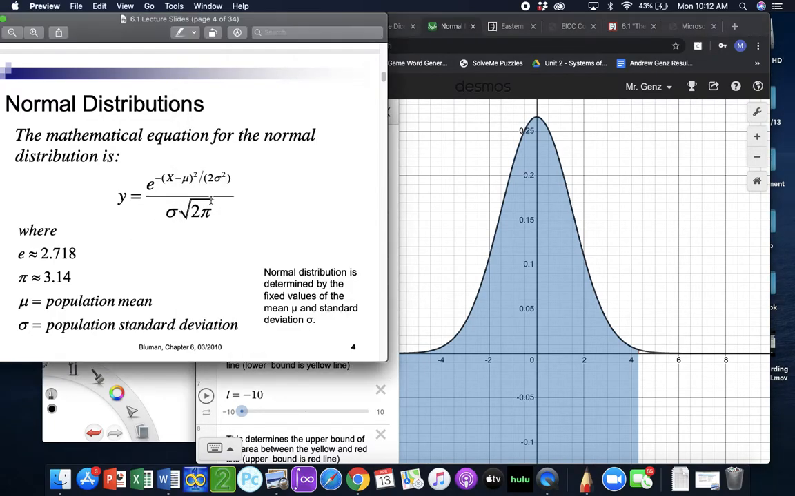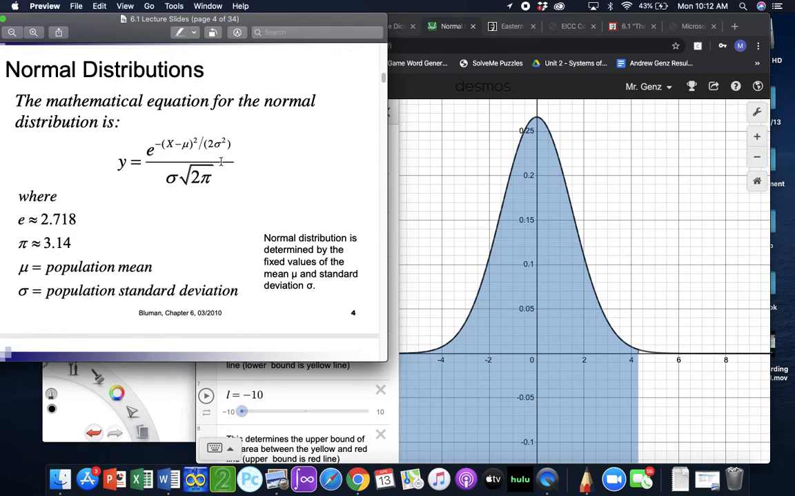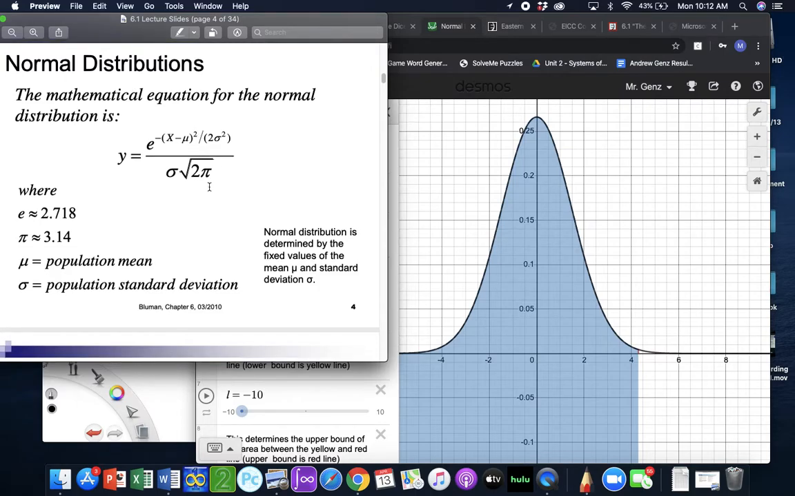If we were to have every data set with different means and standard deviations, you can imagine we'd have infinitely many different bell-shaped curves if we don't take this one step to make it into a standard normal distribution. This is probably the last time you'll see this equation. I'll bring it up once in a while, but we're not going to use it, so you're not going to have to plug numbers into this.